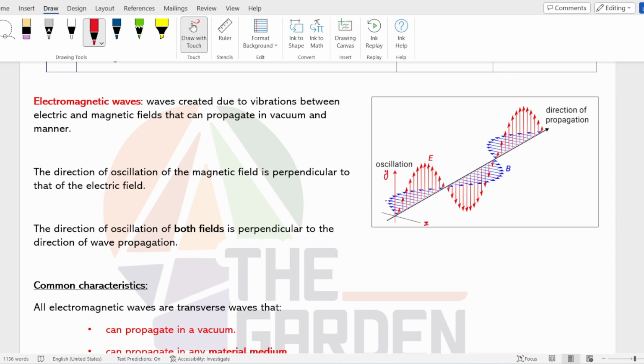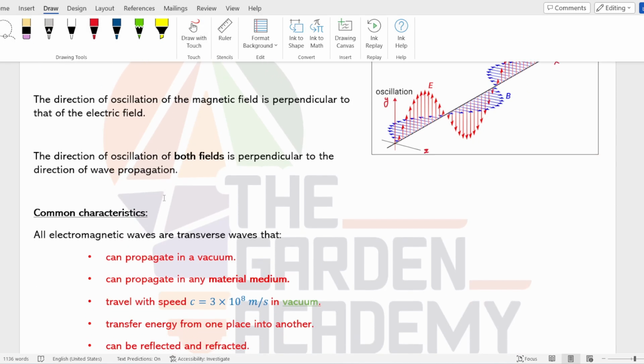طيب, what about the direction of the propagation? حكينا الآن the propagation direction for both waves is perpendicular to both. يعني both waves will basically propagate in the x-axis, which is perpendicular to z and y-axis. هاي معلومة مهمة. الآن ننتقل لبعض ال common characteristics of electromagnetic waves.